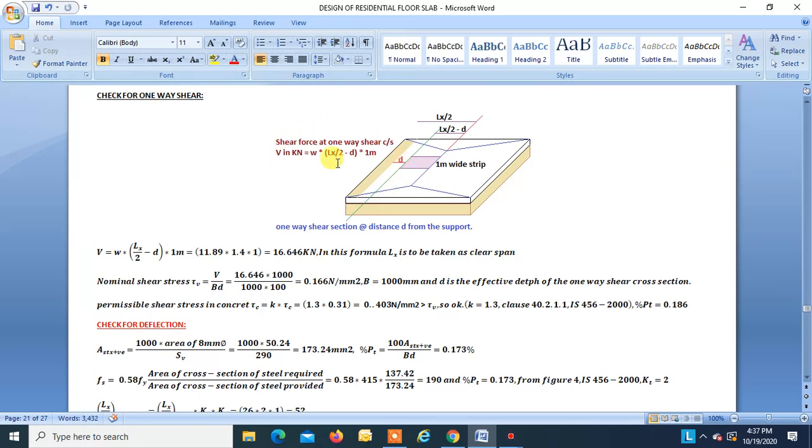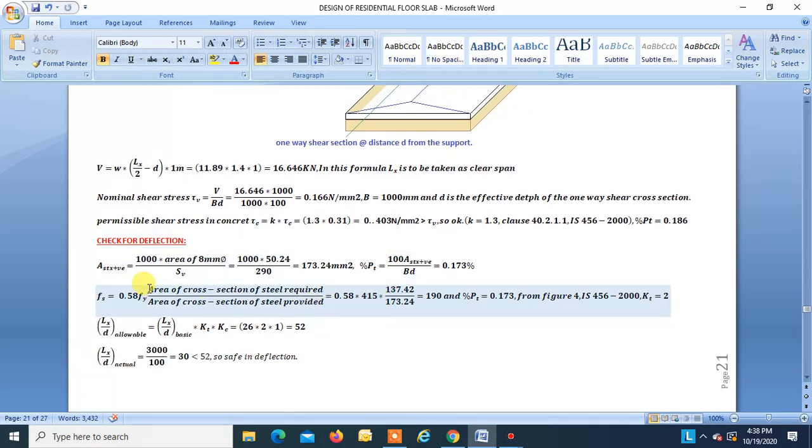Find V, that is check for one way shear. This is the section at a distance D from the face of the support. V is found to be 16.4, tau v is found to be 0.166, and tau c is k into tau c. K is 1.3, because when the slab thickness is less than 150, the value of k is 1.3. You can refer to clause 40.2.1.1 of IS 456 2000. So tau c is 0.31 for PT 0.186. So this is 0.4, this is 0.16. Tau v is less than tau c, so safe in shear.